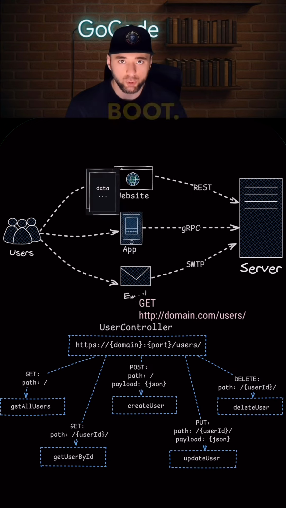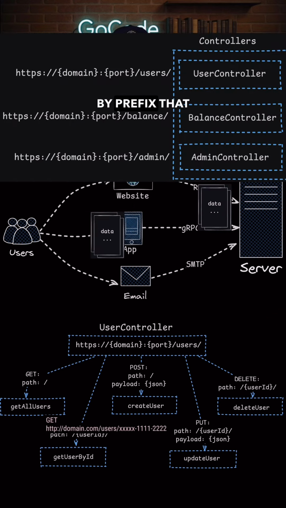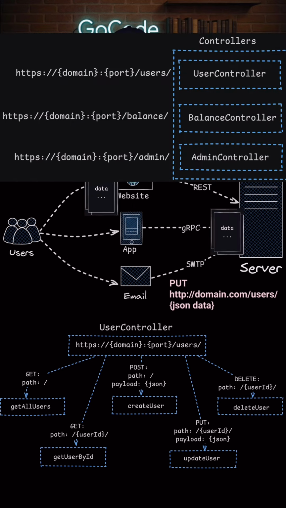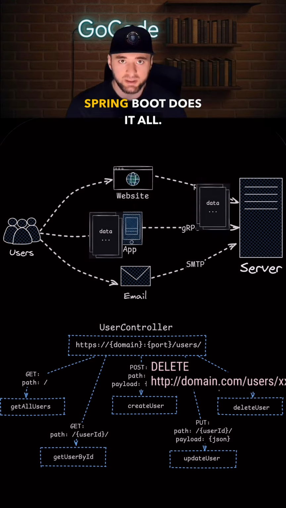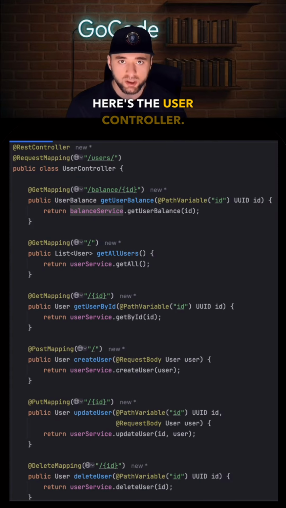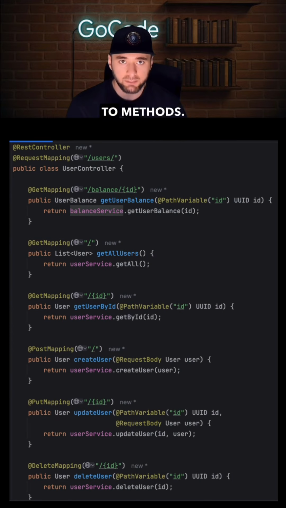Now let's talk about Spring Boot. It auto-routes requests by prefix, like users to user controller. This is called routing. Spring Web does it all. You just set up resources. Here's the user controller. See how annotations map routes to methods. It's clean, just routes, no extra logic.